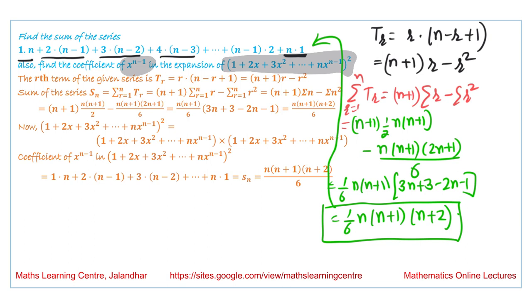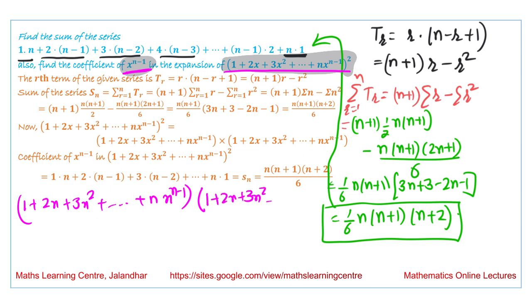Now we have to calculate the coefficient of x raised to the power n minus 1 in the expansion of this. So we write 1 plus 2x plus 3x square and so on up to n x raised to the power n minus 1, into 1 plus 2x plus 3x square and so on up to plus n x raised to the power n minus 1. Now we want the coefficient of x raised to the power n minus 1.